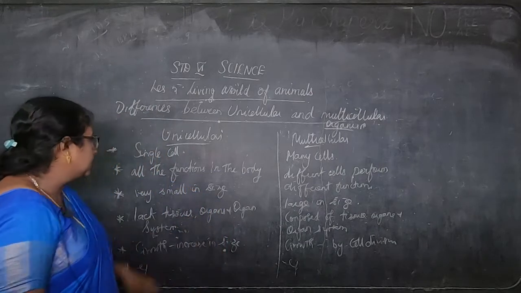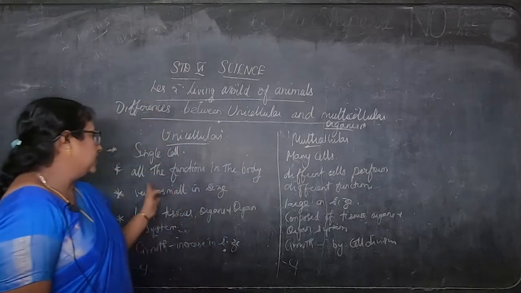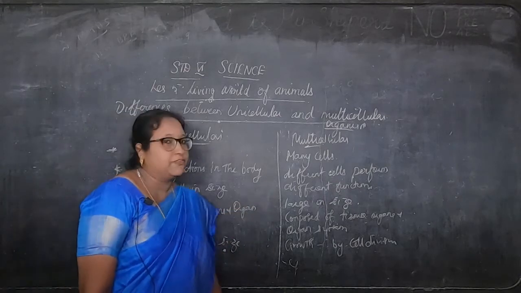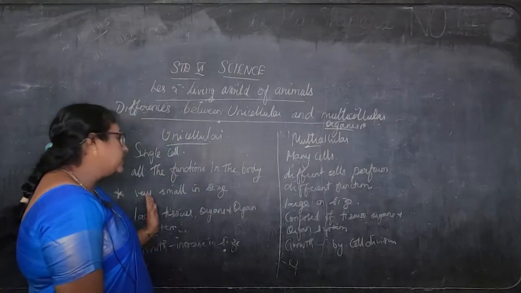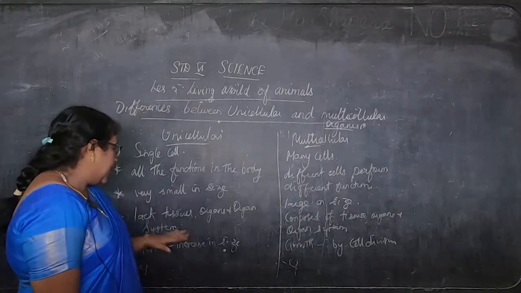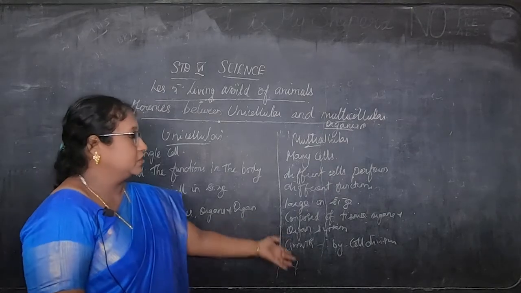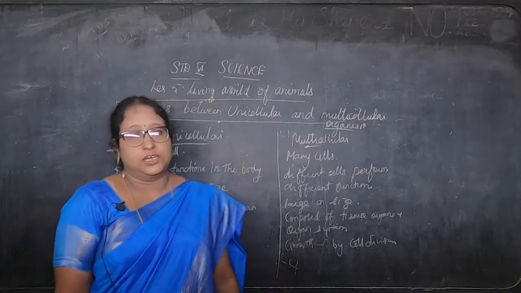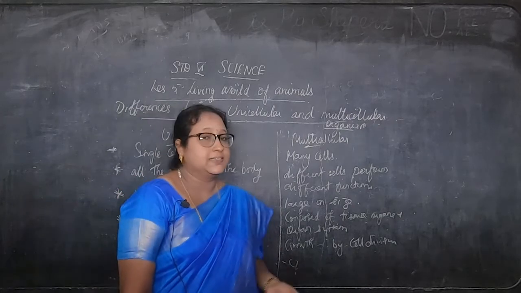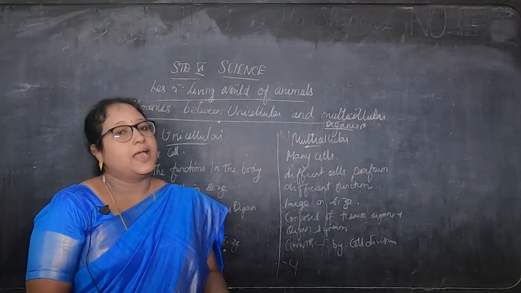Once again, unicellular means single cell, multicellular means many cells. In unicellular, one cell performs all the functions in the body, while in multicellular, different cells perform different functions. Unicellular organisms are very small, but multicellular organisms are very large, and you can see them with the naked eye. Unicellular organisms lack tissues, organs and organ systems, but multicellular organisms have them. Growth in unicellular is an increase in cell size, while in multicellular it is by cell division. Okay children, did you understand the differences between unicellular and multicellular?